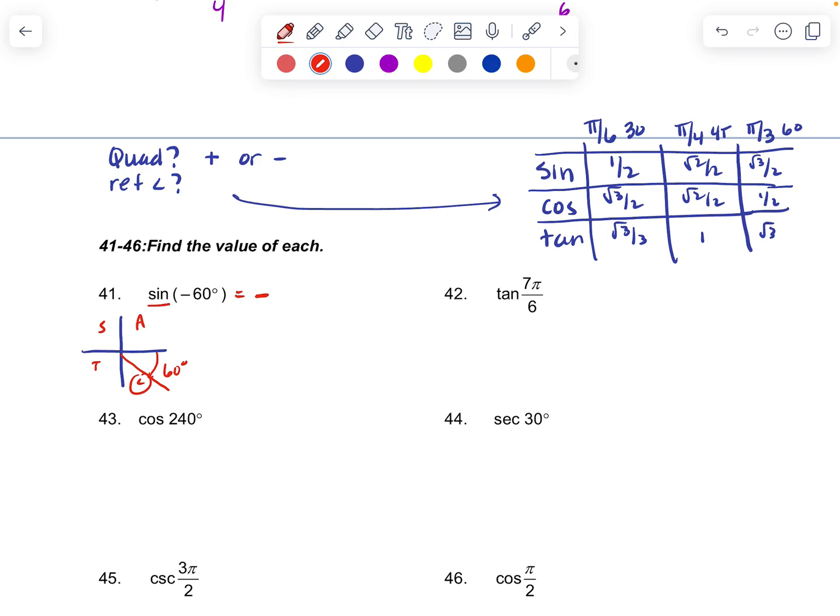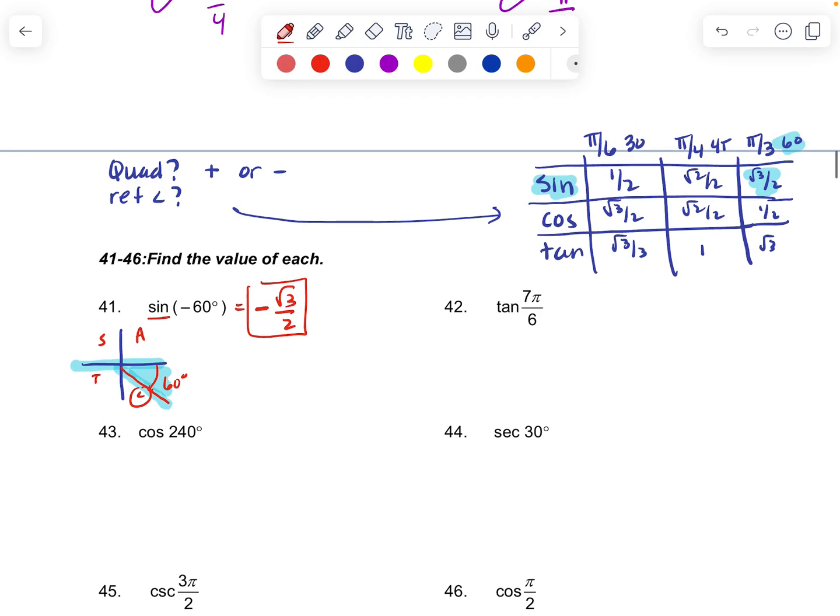Now let's look at the reference angle. Remember, the reference angle is formed by the x-axis and the terminal side, and it has to be the smaller angle, so it's this guy. So my reference angle is 60, so I'm going to go to sine of 60 degrees, which is radical 3 over 2. So my final answer is negative radical 3 over 2. By the way, this is all on the non-calculator portion of your test, so you do need to have this memorized.